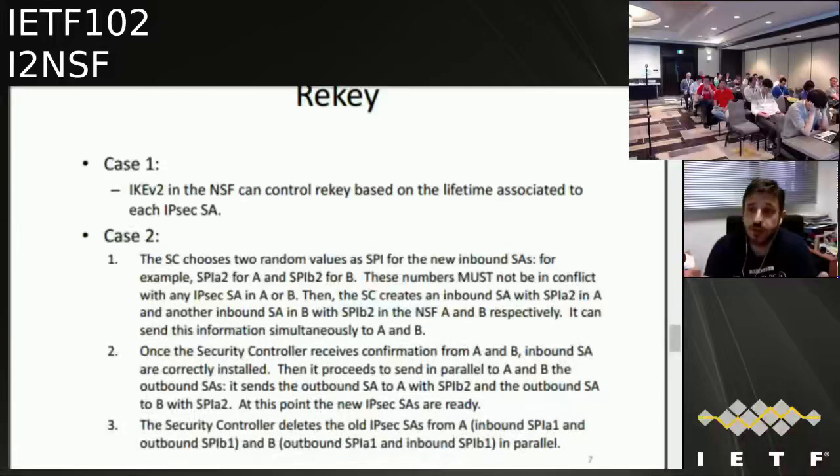the security controller will create the inbound security association in both NSFs, and the rekey will start when we receive a notification from one of the NSFs, maybe both, saying some particular IPsec security association is going to expire or is expiring. And then we create the inbound security association first. When we have confirmation the inbound security associations are there, we then install the outbound security associations. And after that, we can remove the old IPsec security association.